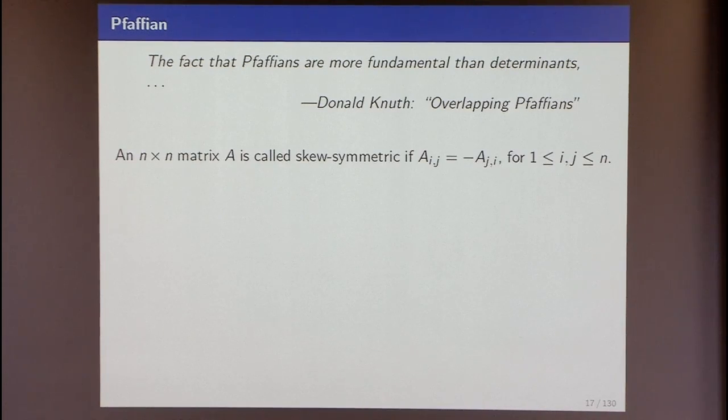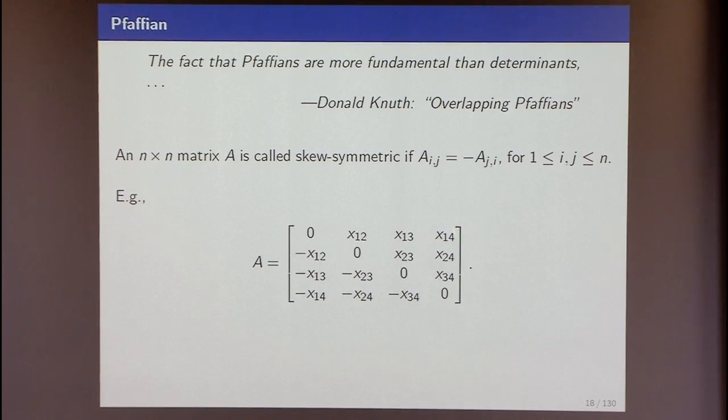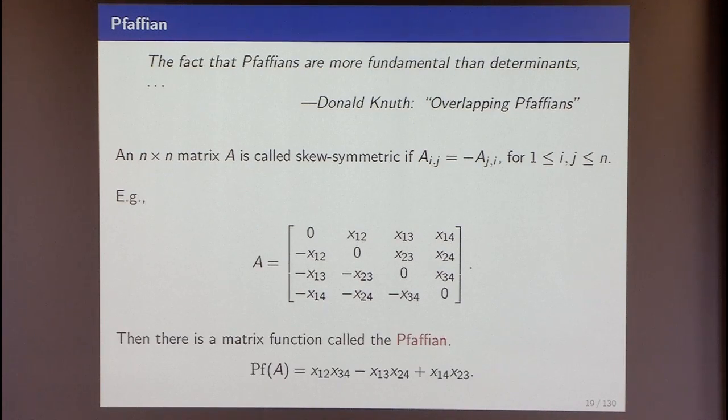So what is a Pfaffian? You start with a skew-symmetric, so antisymmetric, matrix. Let's think of everything over the complex numbers, so there's no characteristic 2 business to monkey around with. Then you look at this matrix, and there's a matrix function. If the x_i's are complex numbers, then the Pfaffian of this matrix is this polynomial, this value.